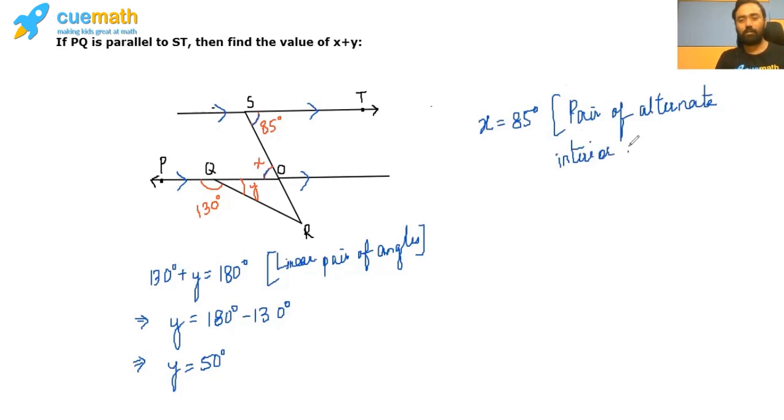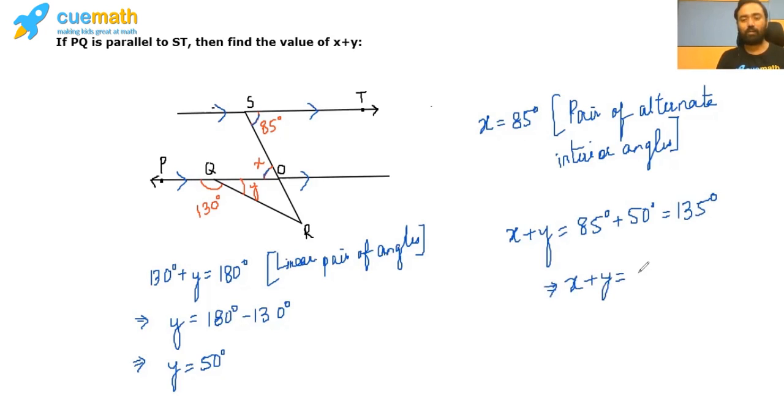So here we got the values of X and Y. Now to answer this question, they want us to find the value of X plus Y. So X plus Y would give us 85 degrees plus 50 degrees, which is equal to 135 degrees. So to conclude this question, we can write X plus Y is equal to 135 degrees. So basically, you just saw how we first discussed the different properties and then used them to solve a variety of questions.